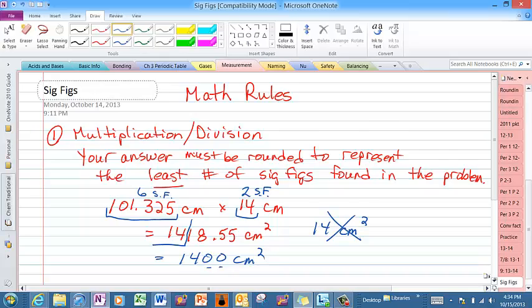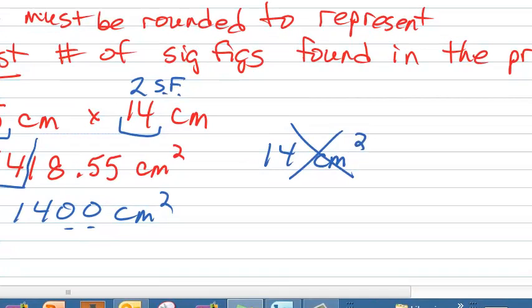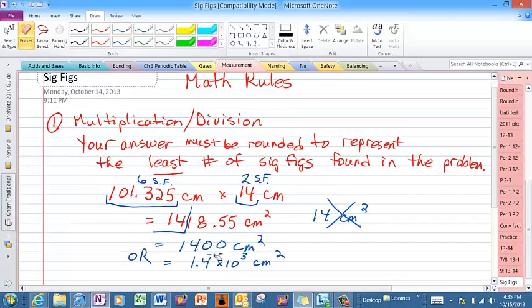Now, sometimes when you look at an answer key, you'll notice that an answer is written in scientific notation. I could write this as 1.4 times 10 to the third centimeters squared. Either one of those is equally acceptable because they both have the same nominal value and they both have 2 sig figs. Oh, I erased part of that. Sorry. Okay. The rule for multiplication and division: look at how many sig figs are in the things that you're multiplying and dividing. Whichever one has the least number of sig figs, that's how many sig figs need to go in your answer. So 2 sig figs is the smaller of the 2, so 2 sig figs in my answer.